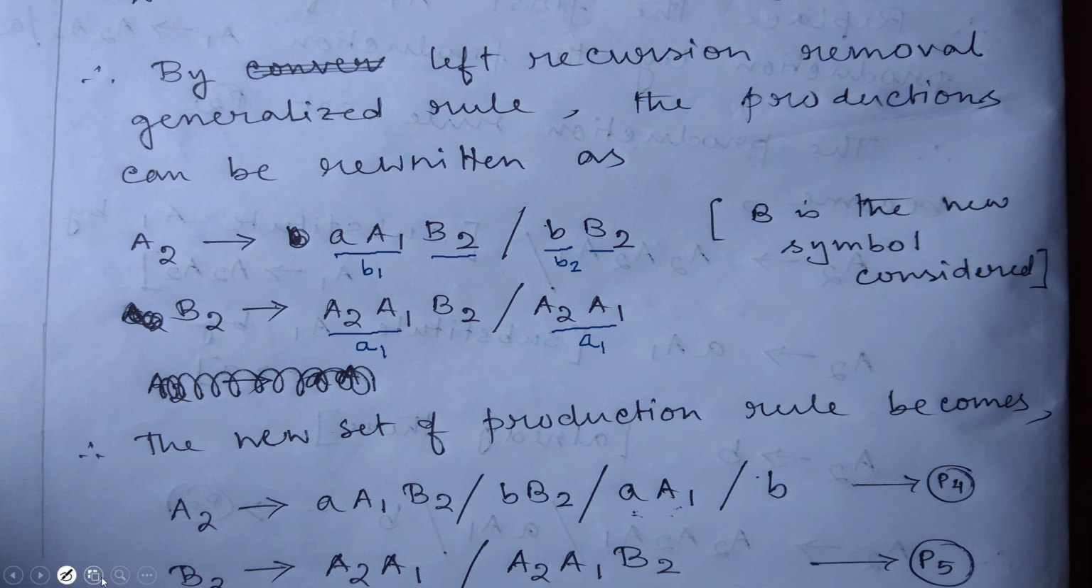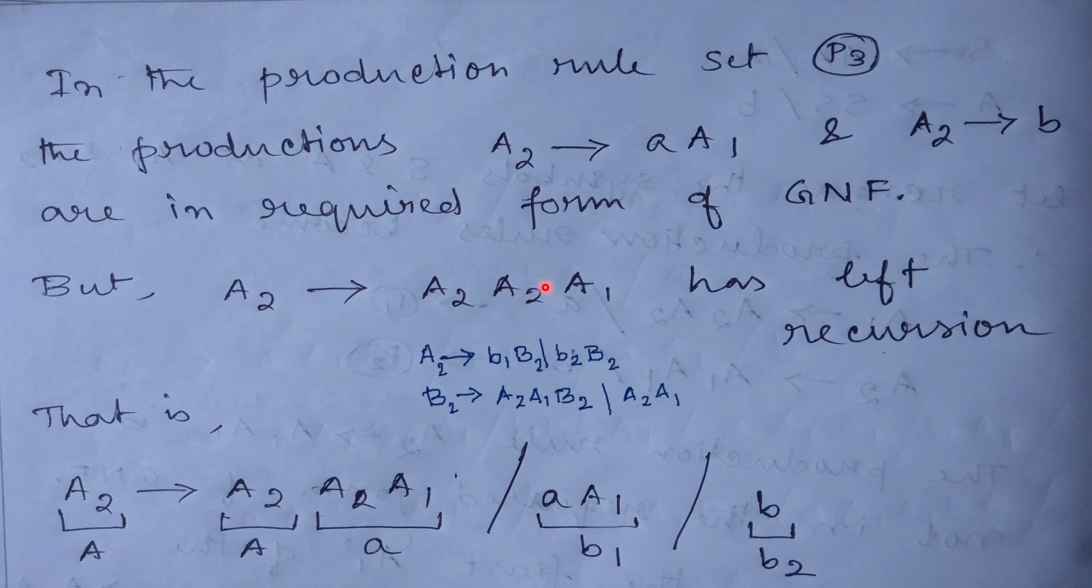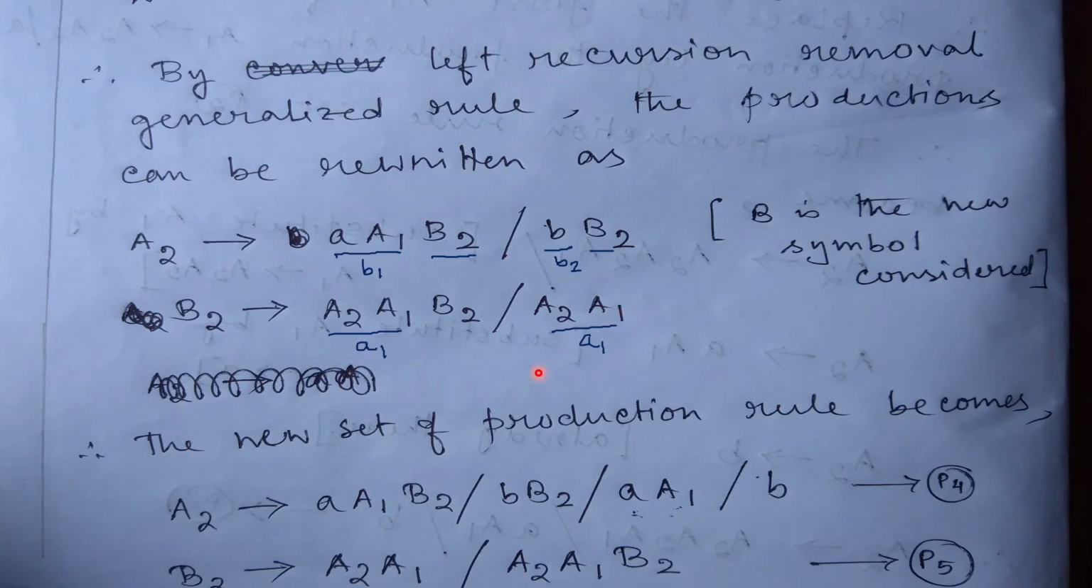Now see, if I continue with this, the new set of production rules become what? A2 should be written as A1 B2, because now I will not write A2 to A2 A2 A1, because I have broken this particular production rule into two sets of production rules, and that is what I will write. So I will write A2 to small a1 B2 or small b B2.